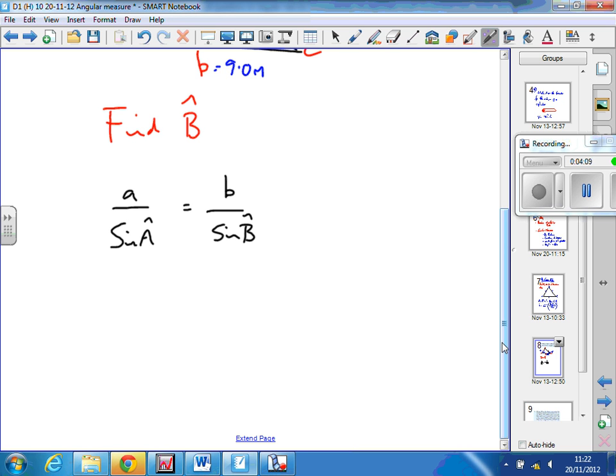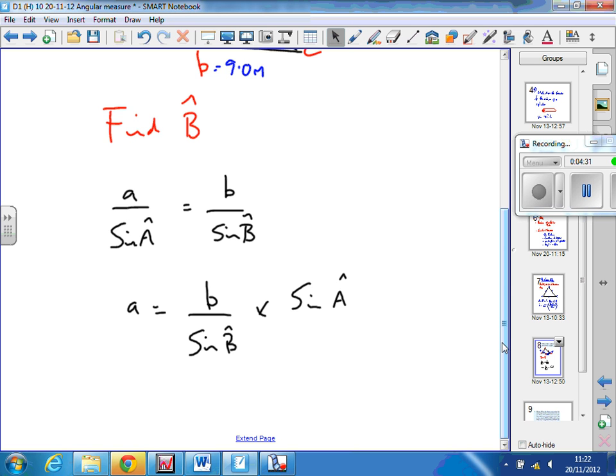So that means that side A equals B over sine B times sine A. And then I put the numbers in. I know B, I know sine, I can find the angle of sine B. So sine of angle B and sine of angle A, and work it out.